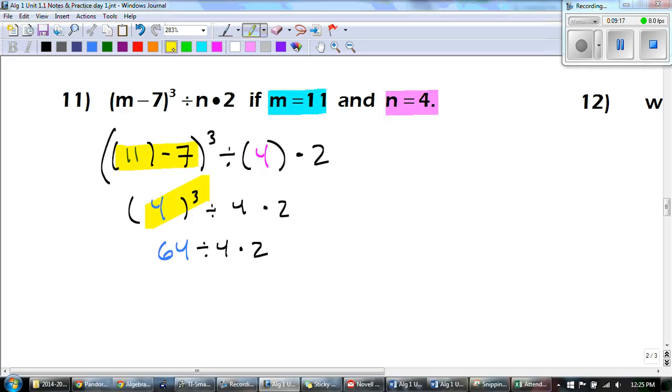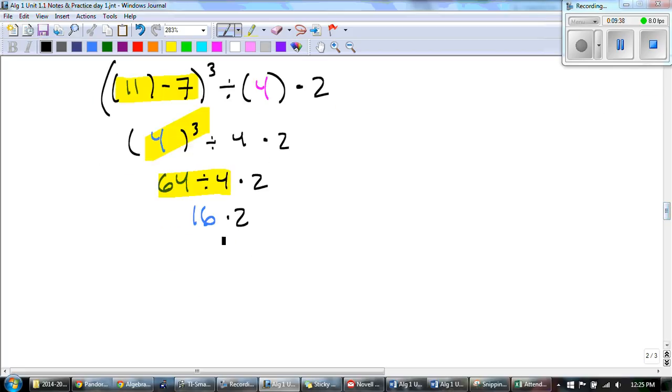So what do we do? Do we multiply or divide first? Good for you, those of you who said divide. Left to right. 64 divided by 4 is 16. And then 16 times 2 is 32. Okay.